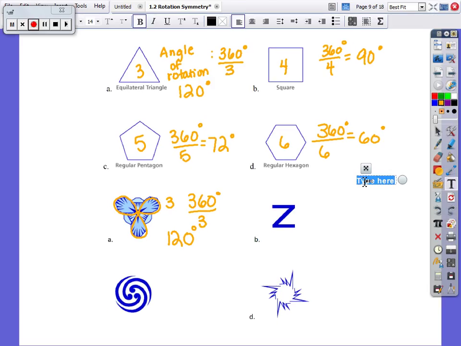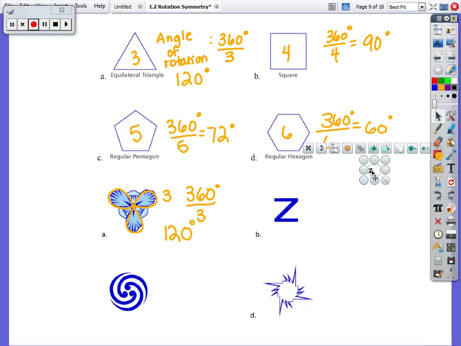The Z is a little bit harder to see, so what we've been doing is putting up a Z on the board. And then you can kind of see, if you rotate it, whoops, right tool here. If you rotate it, there we go.